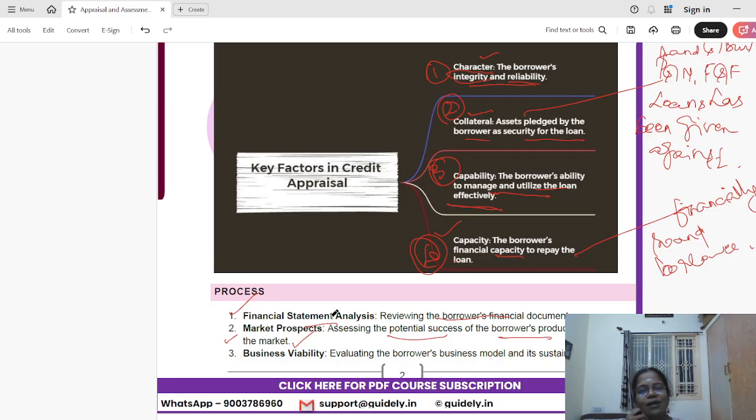In such a case, the banker has to clearly examine the borrowing capacity, the level of their business, whether such a business is making a profit or loss, and the market potential of a particular product. Based on that only they need to provide the loans. Then business viability, evaluating the borrower's business model and its sustainability.